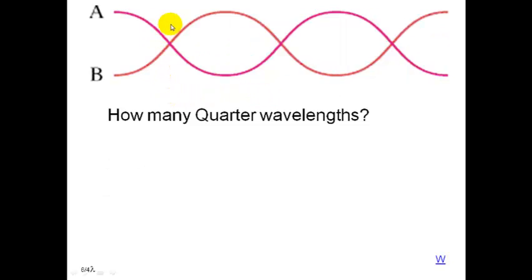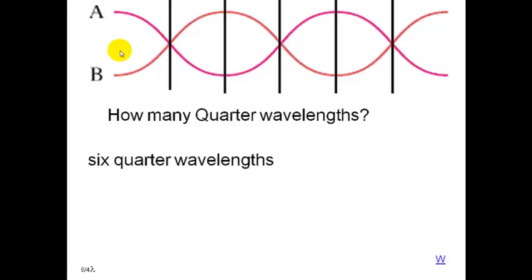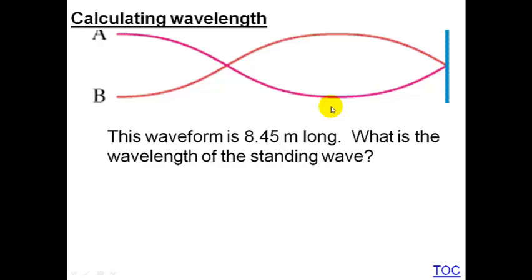How many have we here? 1, 2, 3, 4, 5. So we have 1, 2, 3, 4, 5, 6 quarter wavelengths. So it's 1.5 wavelengths. And we can see, going from here, 1 wavelength and a half. And so on. We have 3.